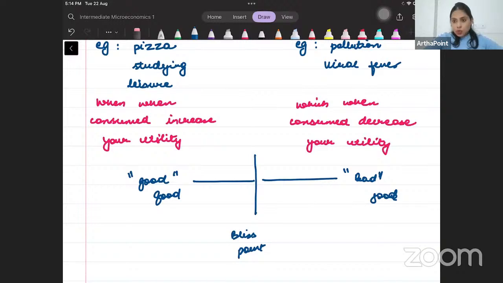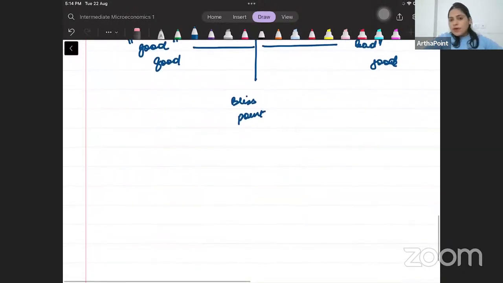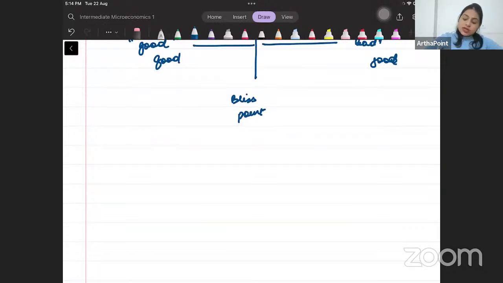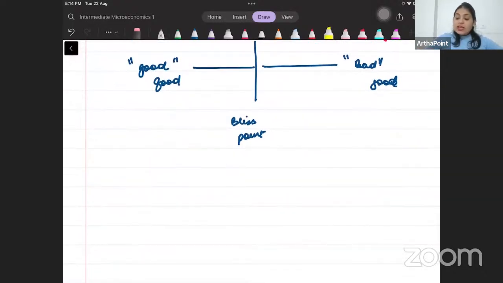Sometimes a good, after you have gone ahead and consumed it in enough amount, becomes a bad good. Let's take an example. For example, I love having pani puri, right? Or you call it golgappas, pani puris, whatever you call it in your region. Now, after a point of time, when I keep consuming, I will reach the maximum level of satisfaction. Maybe now I don't want to consume it further. Increasing the consumption further will decrease my utility.